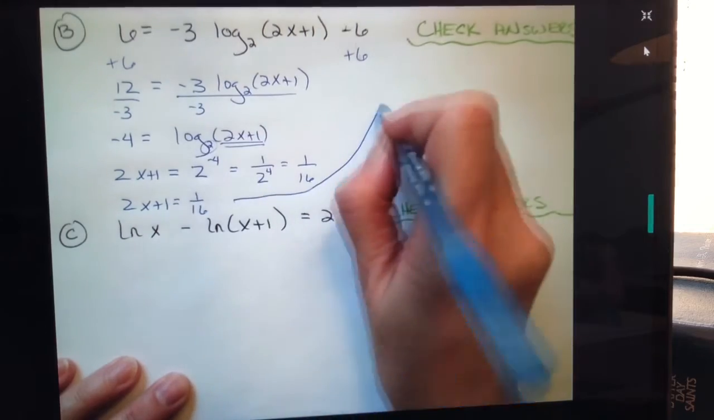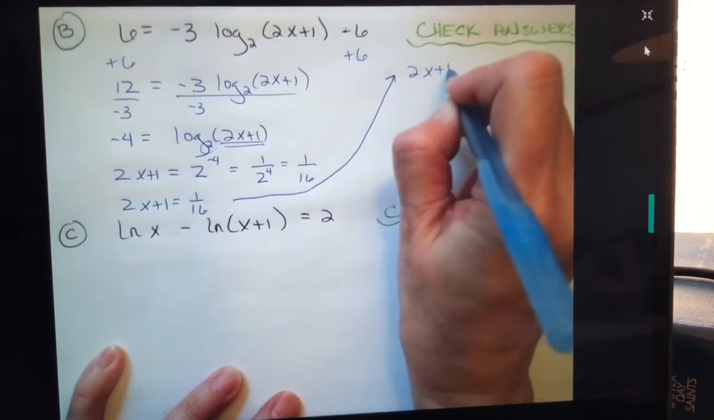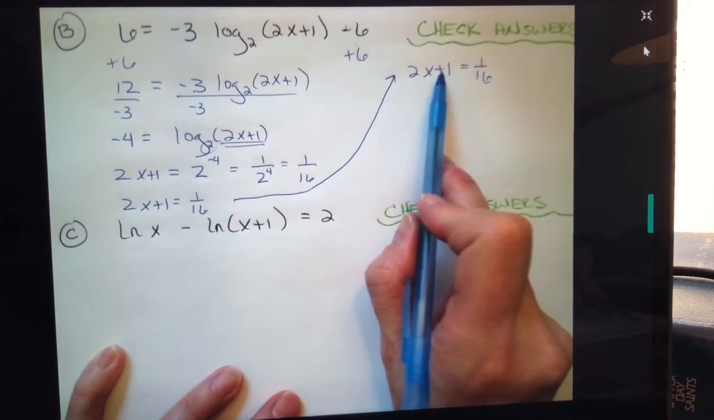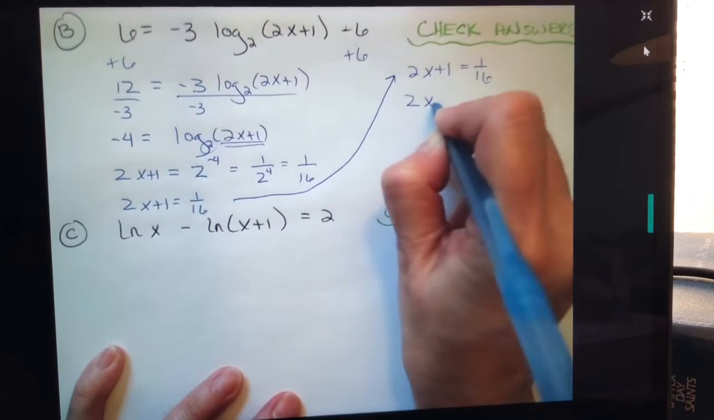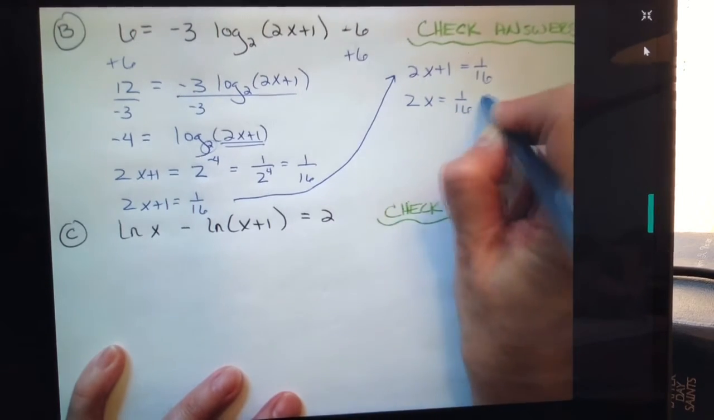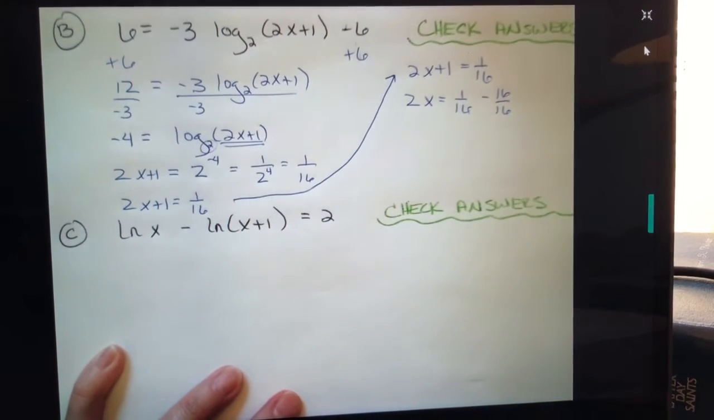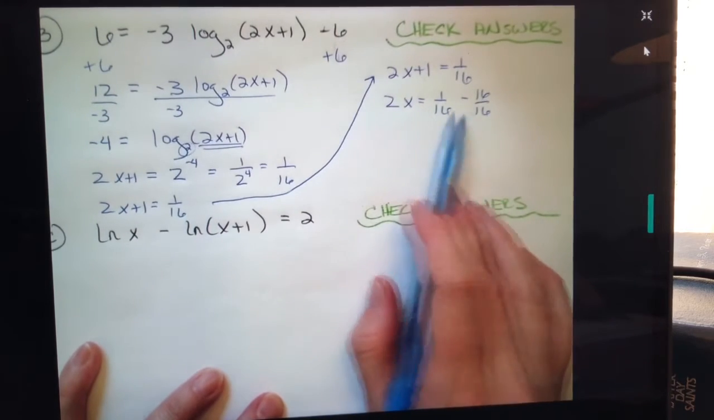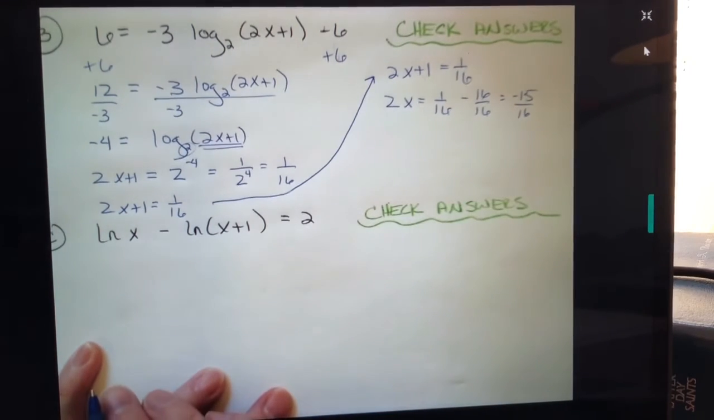So let's go ahead and move that up over here. I'll rewrite that. So we have 2x plus 1 equals 1/16. Okay, so to isolate this x, I'm going to have to subtract this 1 over, and then I'll divide by 2. So let's get that 1 subtracted first. So we have 1/16 minus 1, basically. Well, another way to write that is 16/16. You could do that in your calculator if you want to, but if you want to do it by hand, we'll need that common denominator so we can combine those fractions. So we actually have minus 15/16 if I do that math.